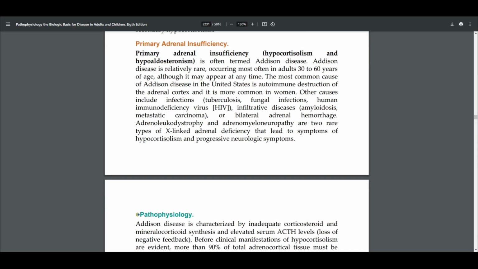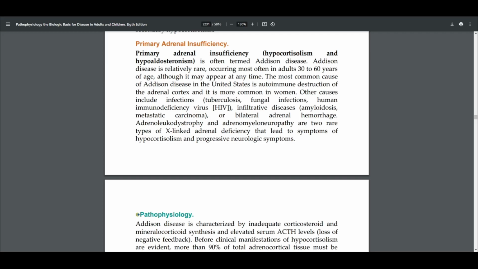Primary adrenal insufficiency, with hypocortisolism and hypoaldosteronism, is often termed Addison's disease. Addison's disease is relatively rare, occurring most often in adults 30 to 60 years of age, although it may appear at any time. The most common cause of Addison's disease in the US is autoimmune destruction of the adrenal cortex. It is more common in women. Other causes include infections, tuberculosis, fungal infections, HIV, infiltrative diseases, amyloidosis, metastatic carcinoma, or bilateral adrenal hemorrhage.